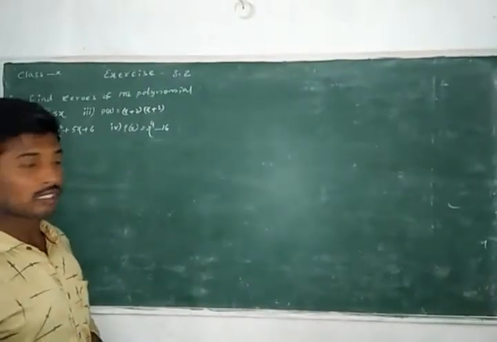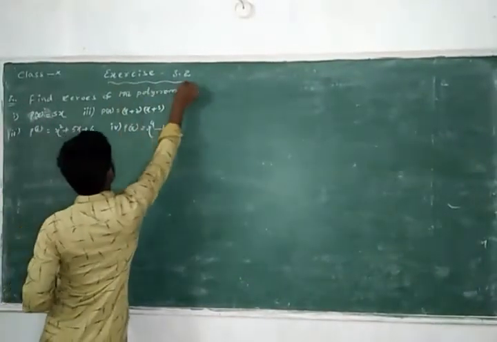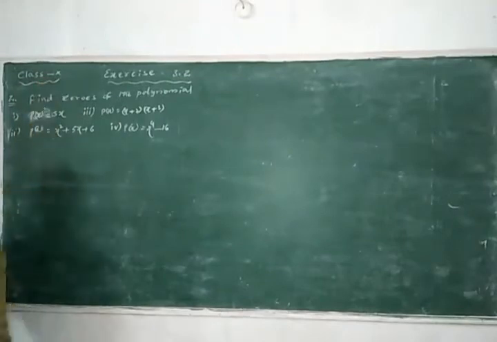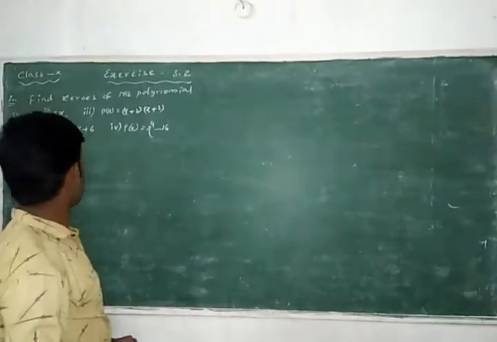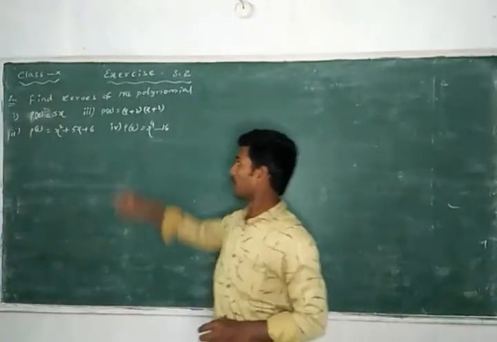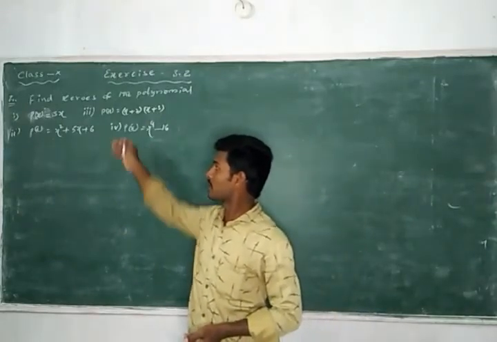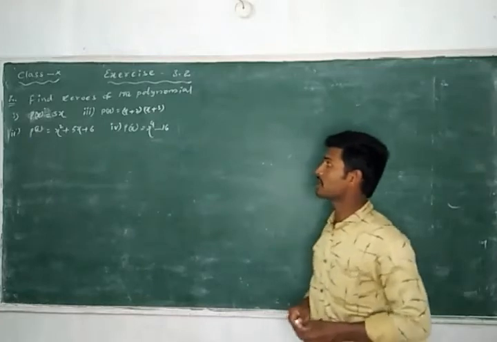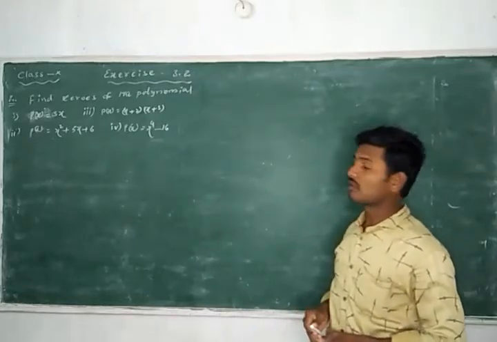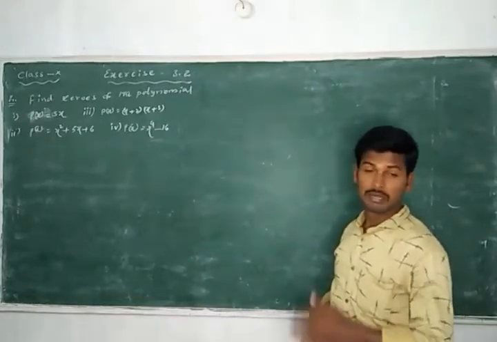Next class 10, exercise 3.2. Exercise 3.2, second question: find the zeros of the polynomial. Here, first question, p of x is equal to 3x, p of x is equal to x square plus 5x plus 6, p of x is equal to (x plus 2)(x plus 3), and p of x is equal to x to the power of 4 minus 16.